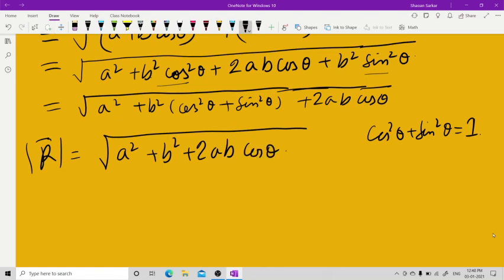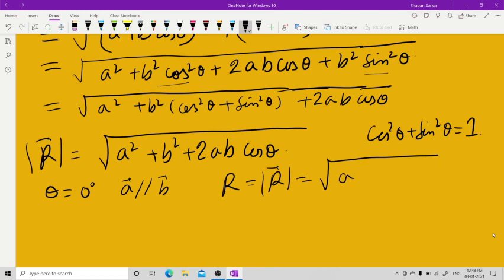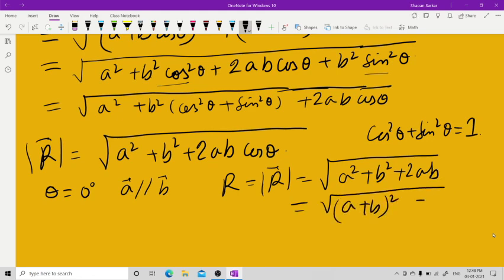Now let us understand. If theta is 0 degree, that means vector A is parallel to vector B. So at 0, this is going to be under root of, cos 0 is 1, a square plus b square plus 2ab. So this is going to give me a plus b whole square, and this is going to give me a plus b.